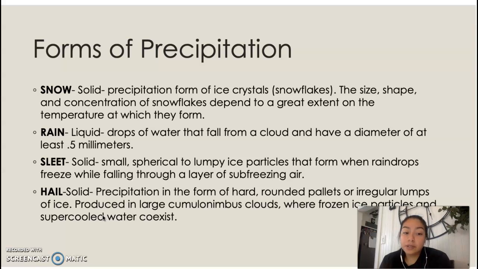Sleet is also a solid. It's small, spherical to lumpy ice particles that form when raindrops freeze while falling through a layer of sub-freezing air. Hail is a solid precipitation in the form of hard, round pellets or irregular lumps of ice, produced in large cumulonimbus clouds, where frozen ice particles and supercooled water coexist.